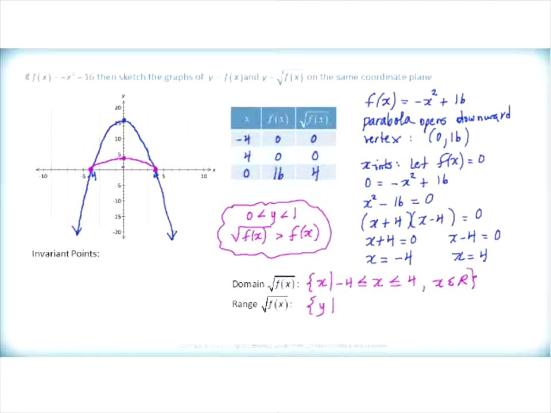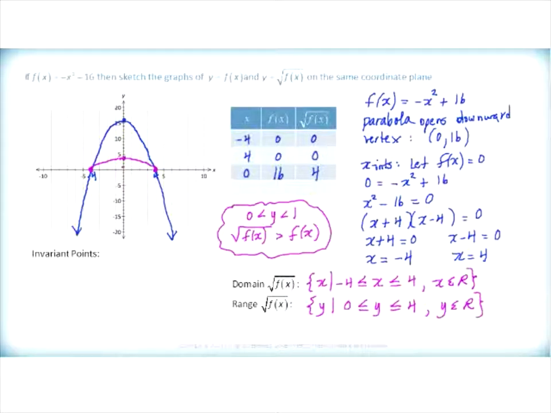Similarly, to determine the range of the square root function, the smallest value that y will be is 0, and the maximum value that y will be is 4. So the range is all values of y such that 0 is less than or equal to y, less than or equal to 4, and all values of y belonging to the set of real numbers.